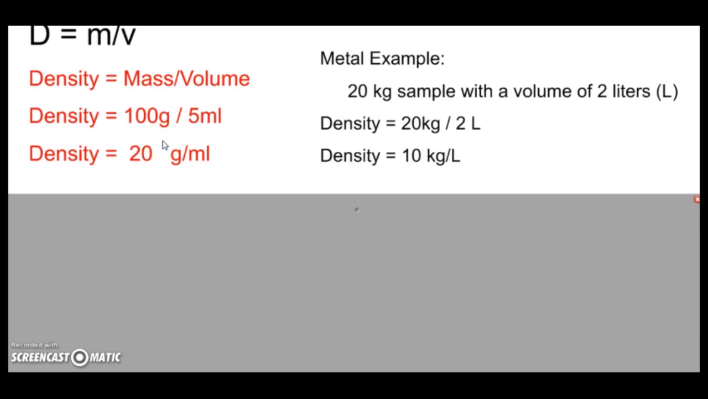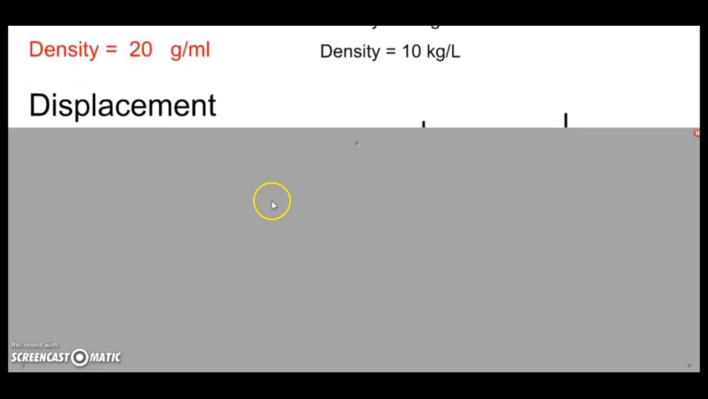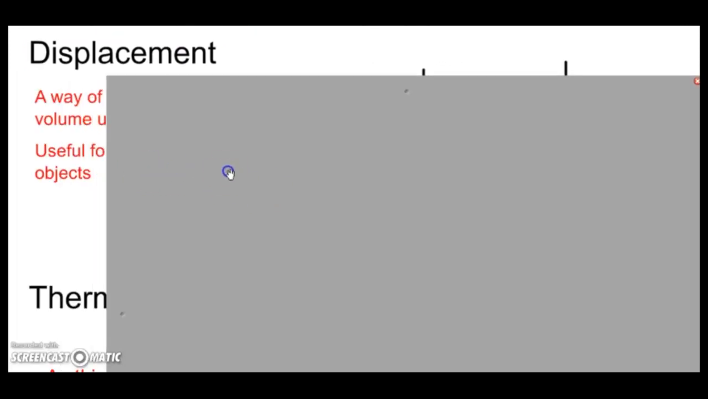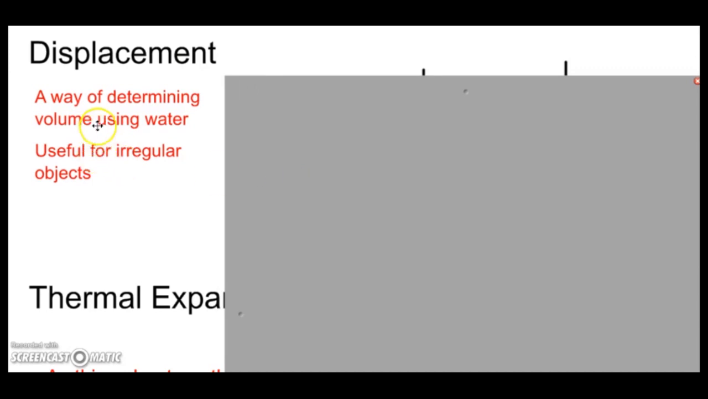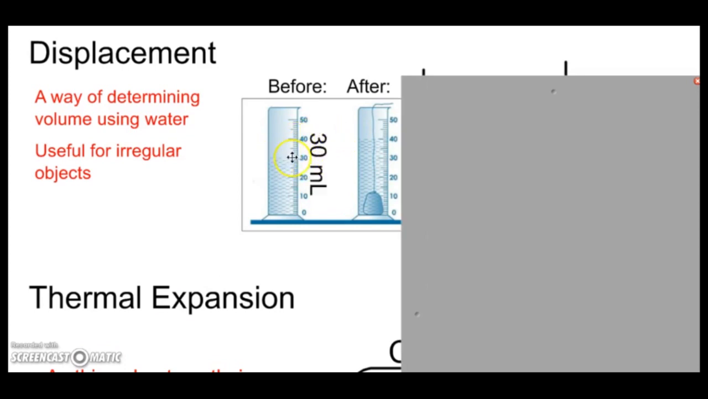Now, how do you find out how much space something takes up? If I want to find the density of a rock, for example, you can't just measure it. We do something called displacement. Now, displacement is basically a way of determining the volume of an object using water. And it's used for irregular objects, like a rock, something you can't measure and just find out the volume of. So my first example here, we take a graduated cylinder, clearly 30 milliliters right there, and you drop your rock in. The rock pushes some of the water out of the way, forcing that water level up, and you can measure how high the water goes. In this case, now it is up to 40 milliliters.